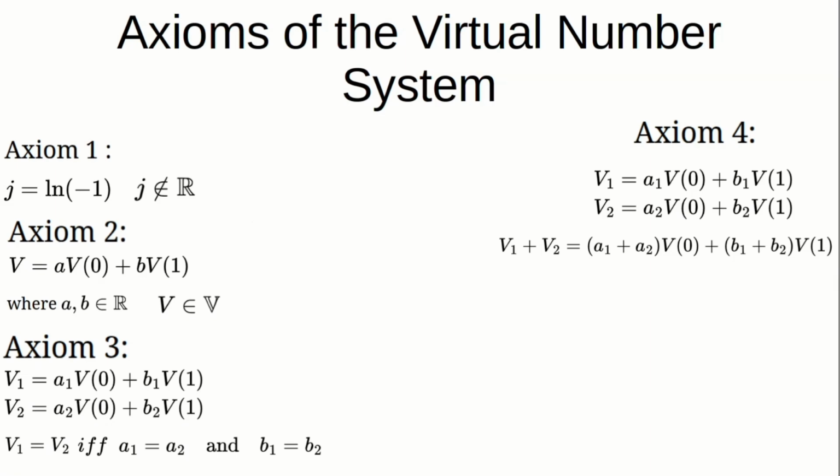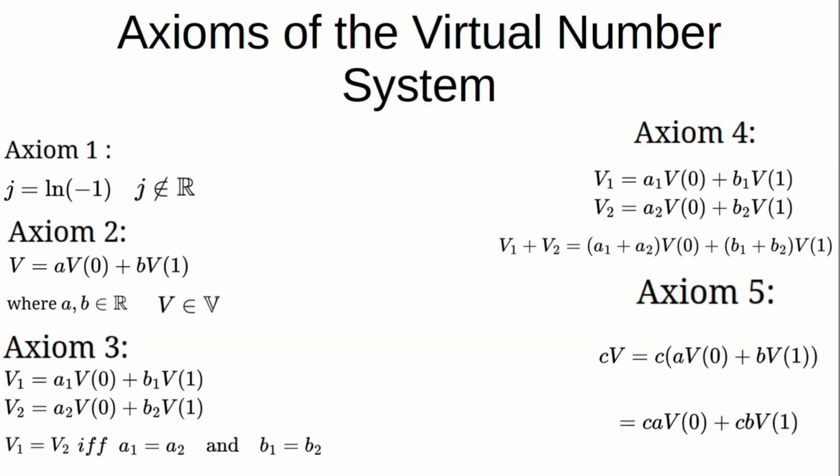Axiom 5. Scalar multiplication. For a real number c and a virtual number v equals a times v of 0 plus b times v of 1, the scalar multiplication is given by c times v equals c times a times v of 0 plus c times b times v of 1. This means that when multiplying a virtual number by a real number, each coefficient is multiplied individually.